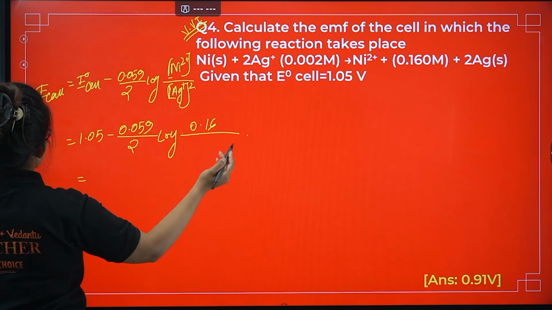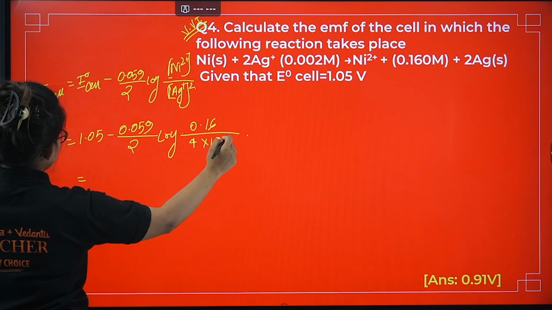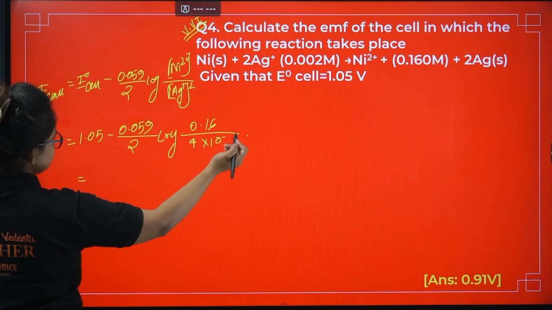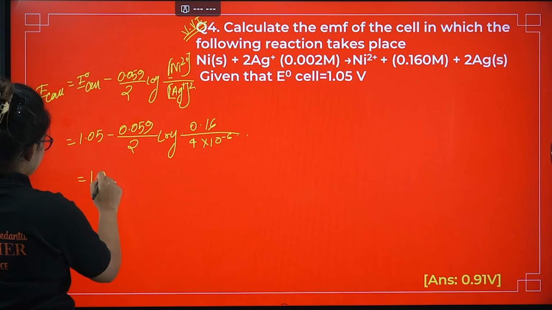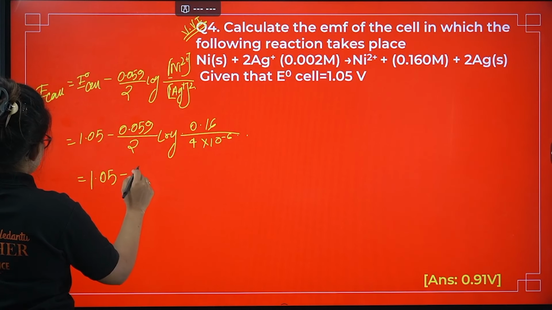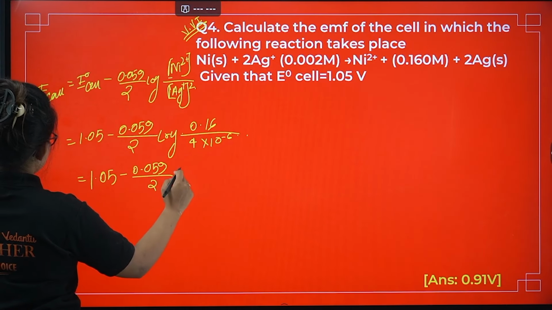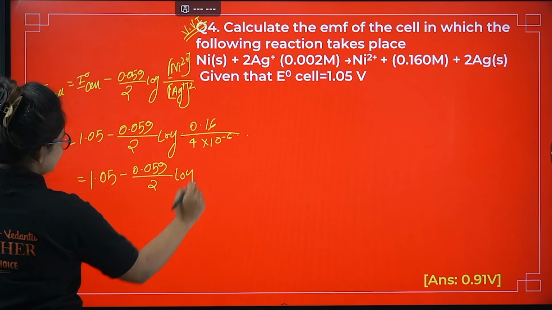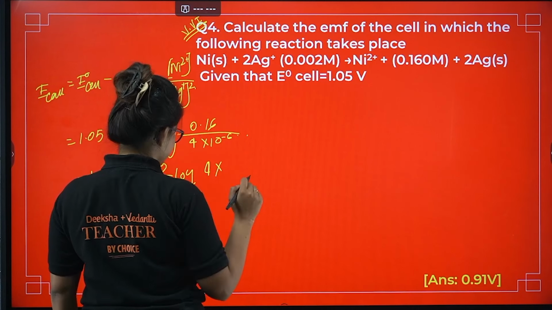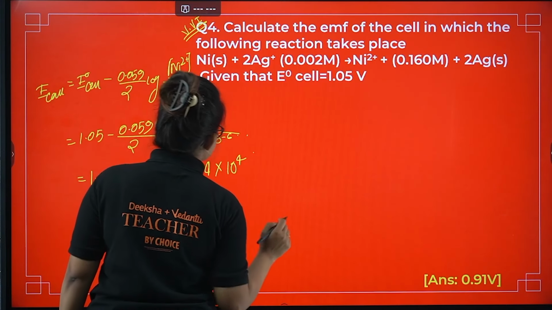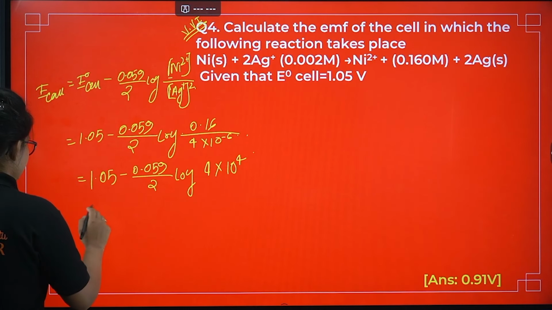I will get something like 4 into 10 power minus 6, right? Okay, so let's go ahead. 1.05 minus 0.059 divided by 2 into log, here I will get 4 into 10 power 4, I guess. Yeah, 4 into 10 power 4 I will get. Fine, let's go ahead.